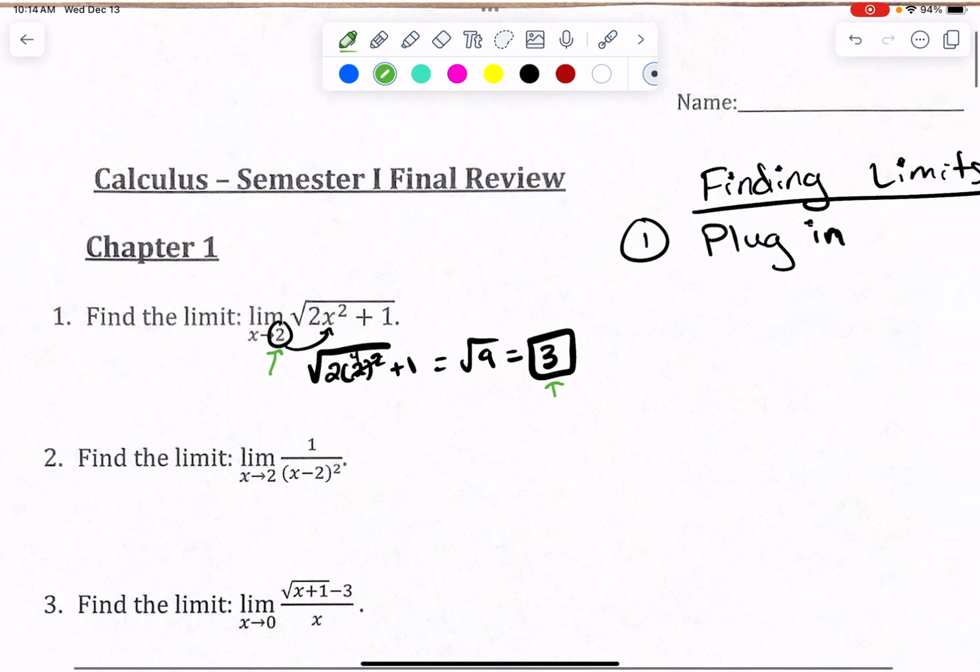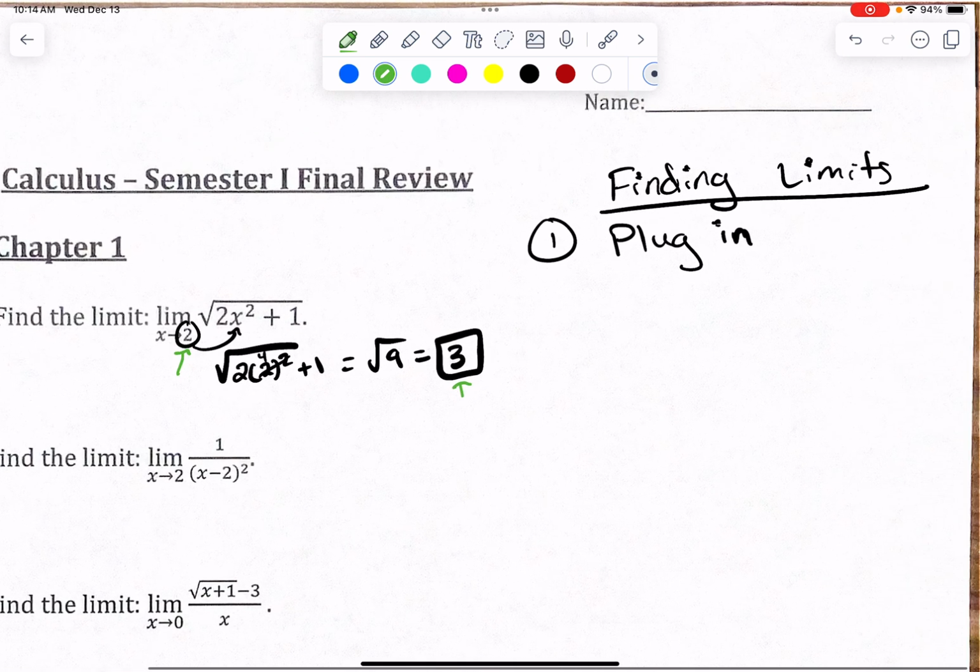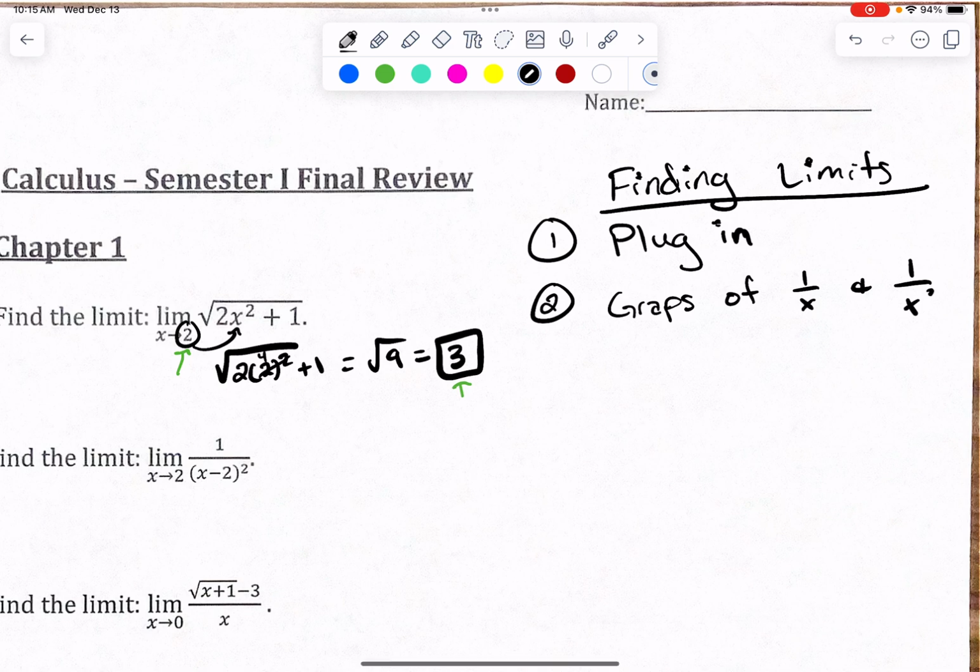Number 2 is a little bit of a different strategy. So let's talk about number 2. Graphs of 1 over x and 1 over x squared, okay? The graph of 1 over x looks like this boomerangy thing. It has a vertical asymptote at 0 and a horizontal asymptote at 0, unless it's moved around. And we'll talk about that with this number 2 here.